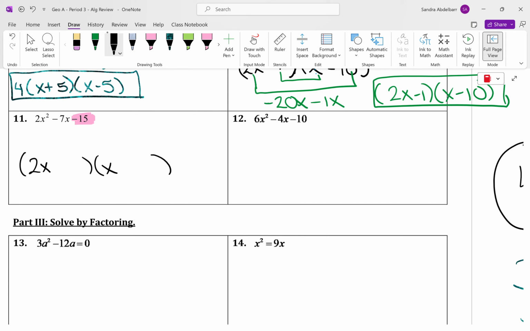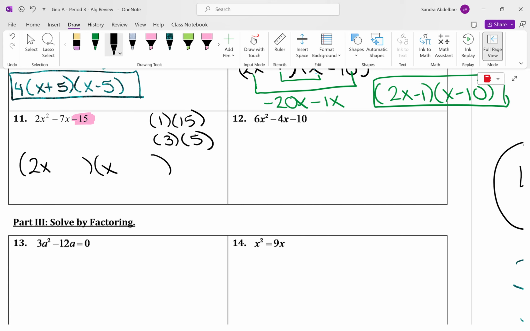And then our last number that we're trying to multiply to is the negative 15. So we have some options here. We have 1 times 15 and we have 3 times 5. But within those scenarios, one of them has to be negative, right? So the 1 could be negative or the 15 could be negative. The 3 can be negative or the 5 can be negative. So it's sort of just a little guess and check type of deal.